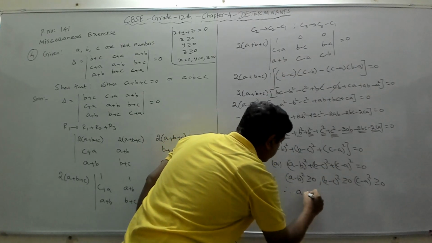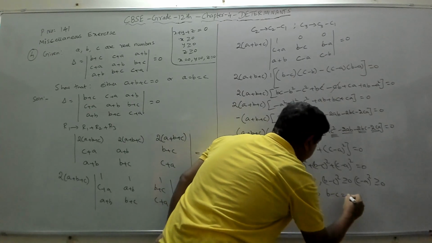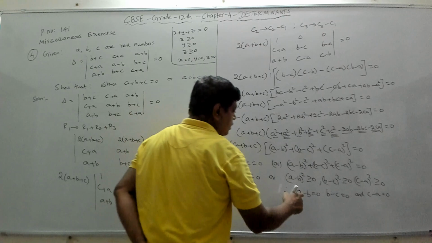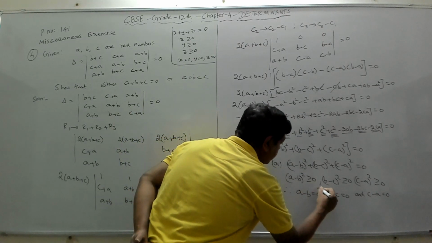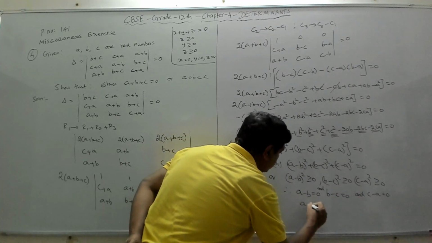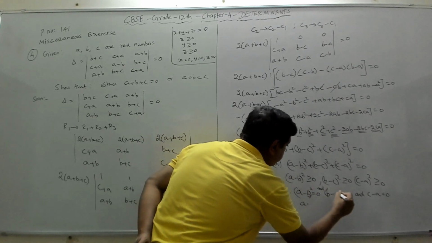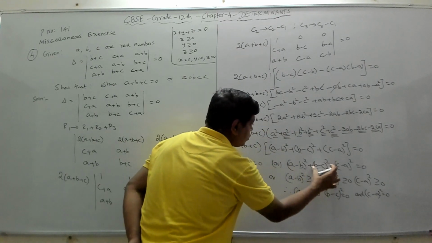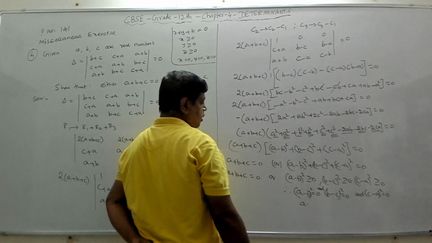This equal to 0, this equal to 0, this equal to 0. So therefore a minus b equal to 0, b minus c equal to 0, and c minus a equal to 0. All are equal to 0. So a minus b the whole square equal to 0, b minus c the whole square equal to 0, and c minus a the whole square equal to 0. Each of them should be 0, because each is a non-negative number.